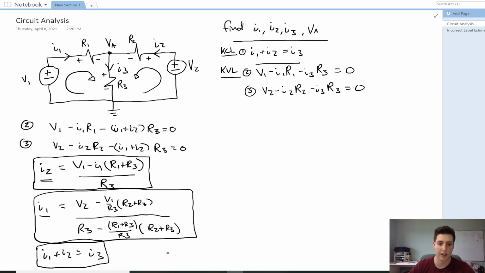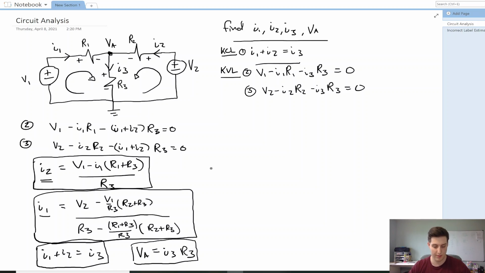Now, off of Ohm's law, we know we can calculate what VA is based off of what I3 is and what R3 is. So now we're able to calculate everything and we know all the currents. We know what the voltage is at VA.